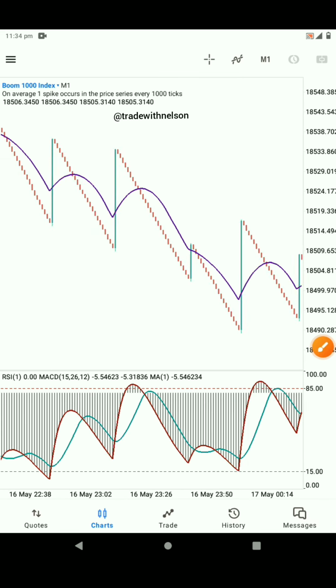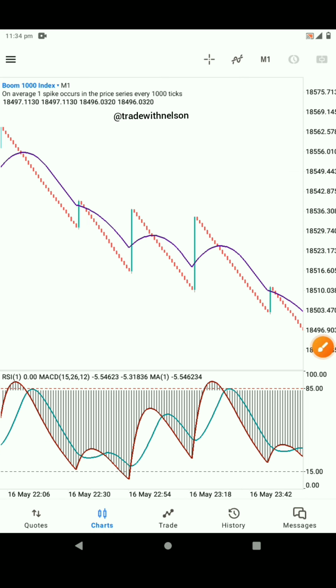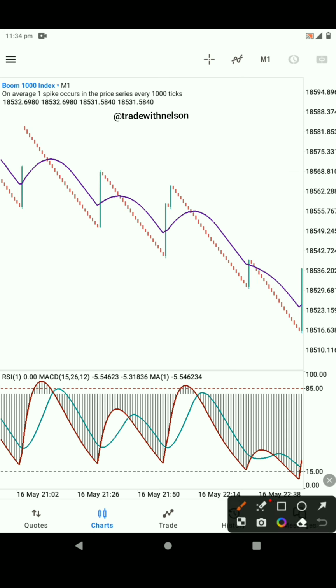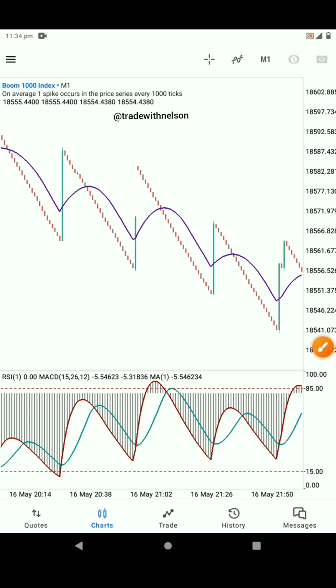So the reason for this is because you follow your 15 minute time frame. Like I always tell you, the higher time frame is king. It is what you see on the higher time frame that the lower time frame will always follow.